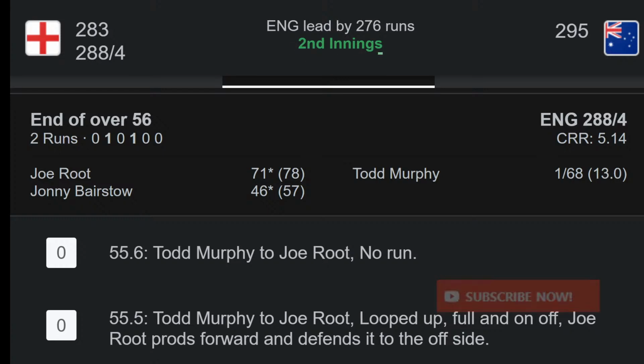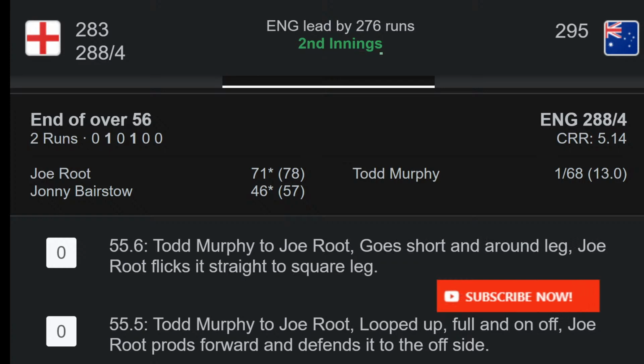England lead by 276 runs. High voltage Ashes series, last test match between England and Australia. England 283 and 288 for the loss of 4 wickets, and Australia 295. Two not out batsmen are Joe Root 71 of 78 and Johnny Bairstow 46 of 57. Todd Murphy 1 of 68 in 13 overs, 5.14 is the current run rate.